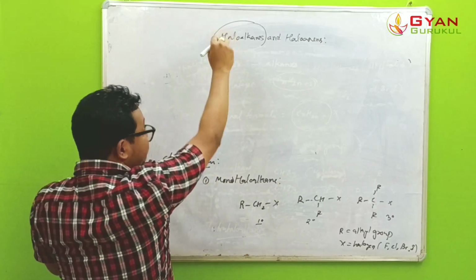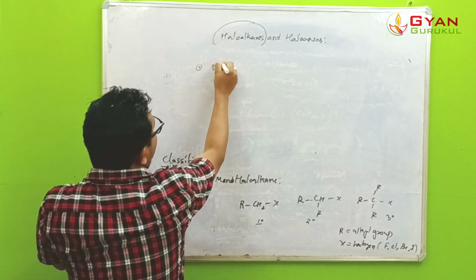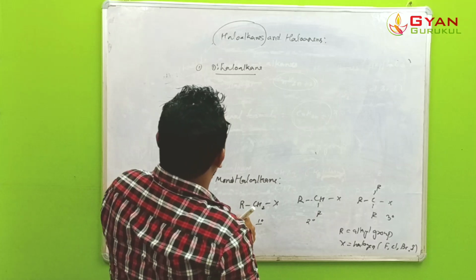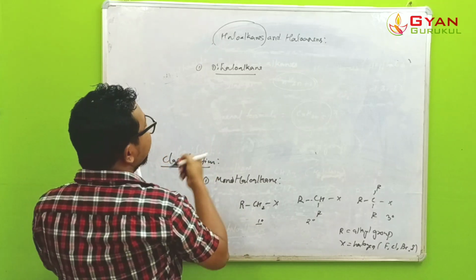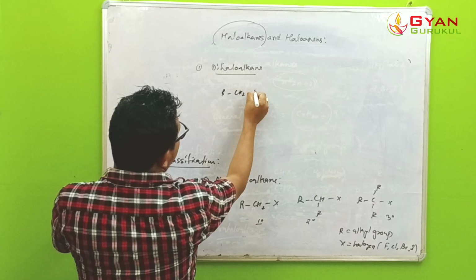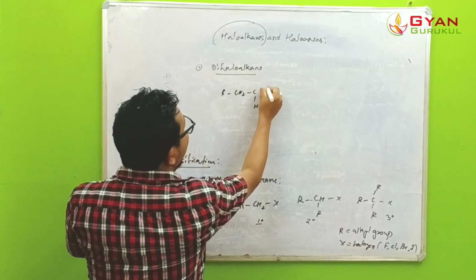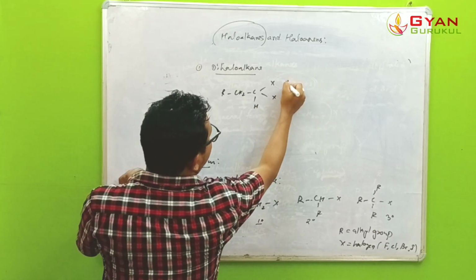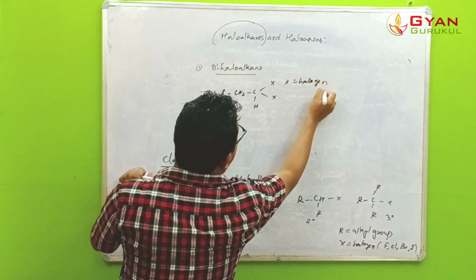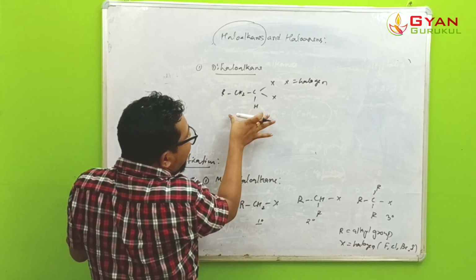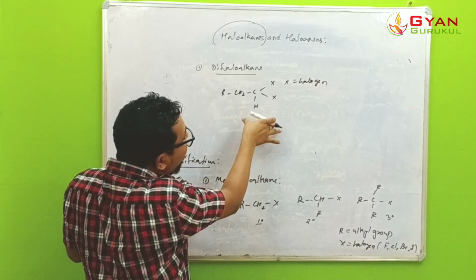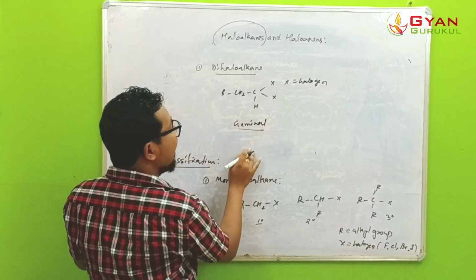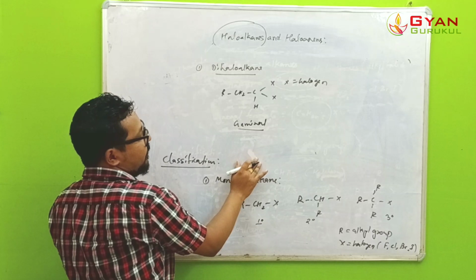Next comes dihaloalkane. Dihaloalkane means haloalkanes containing 2 halogen atoms. As an example, RCH2CHXX, where X is a halogen. This kind of haloalkane or alkyl halide is known as geminal alkyl halide or geminal haloalkane.